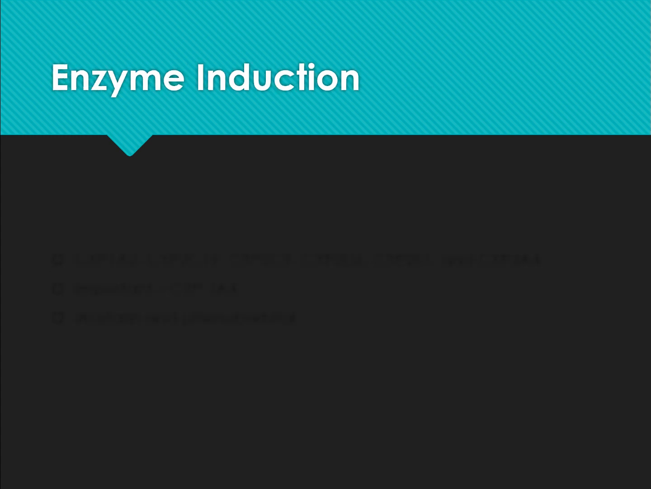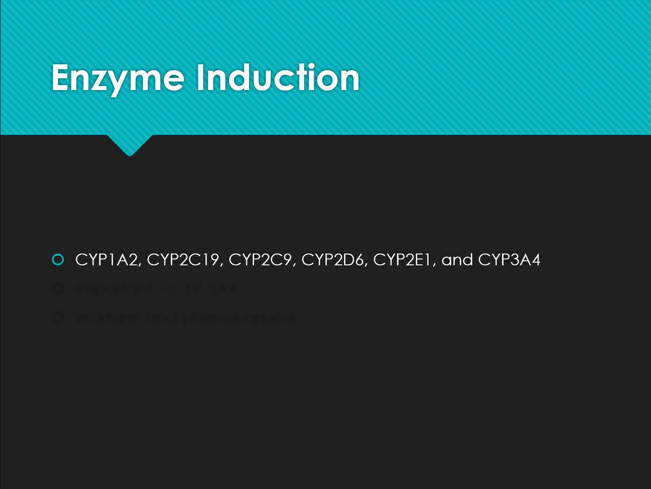When we talk about enzyme induction, these are the common enzymes responsible for metabolizing drugs: CYP1A2, CYP2C19, CYP2C9, CYP2D6, CYP2E1 and CYP3A4, among which the most important is CYP3A4, known to metabolize almost 80 to 85% of the drugs administered. A classical example is warfarin and phenobarbital. Phenobarbital is an enzyme inducer which induces CYP3A4 and will increase the metabolism of warfarin and reduce the anticoagulant effect.